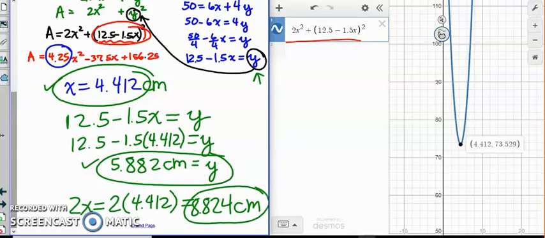So in other words, our length is 8.824. Our width is 4.412 centimeters for the rectangle. And then the y, this square, is actually 5.882 for each side. And that's it, guys. We found our dimensions for the smallest area.